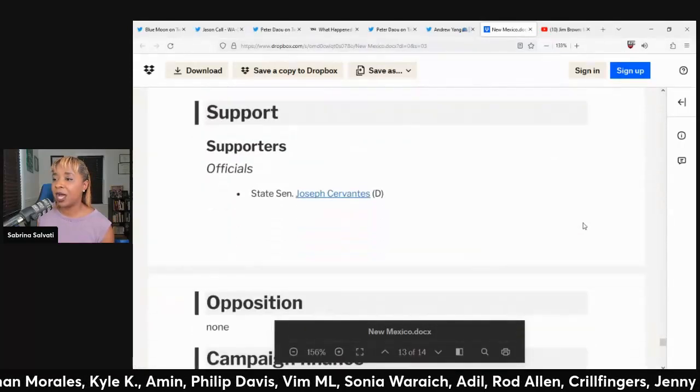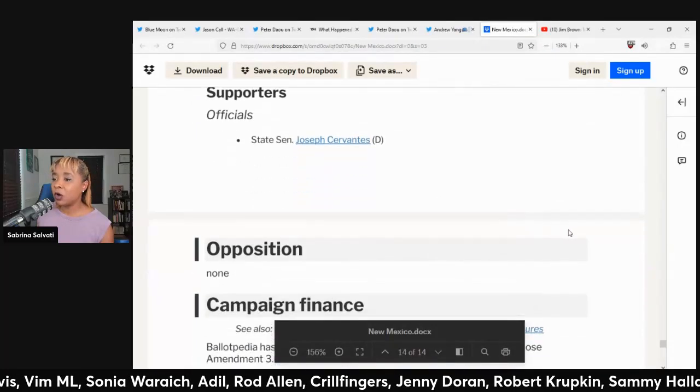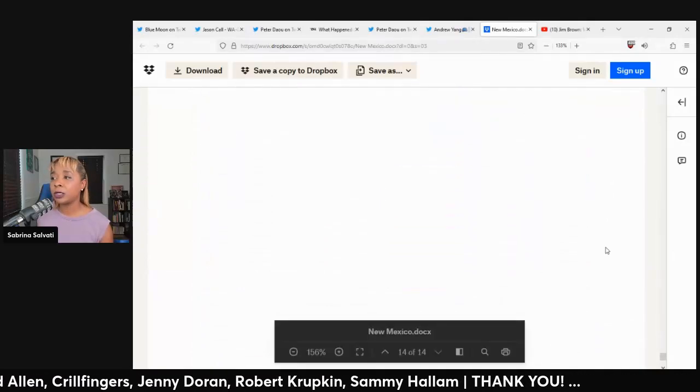So that was ratified. Who supported it? Joseph Cervantes. He's a Democrat. No one opposed it. There was no money spent to support or to oppose. And that is the rest of New Mexico.